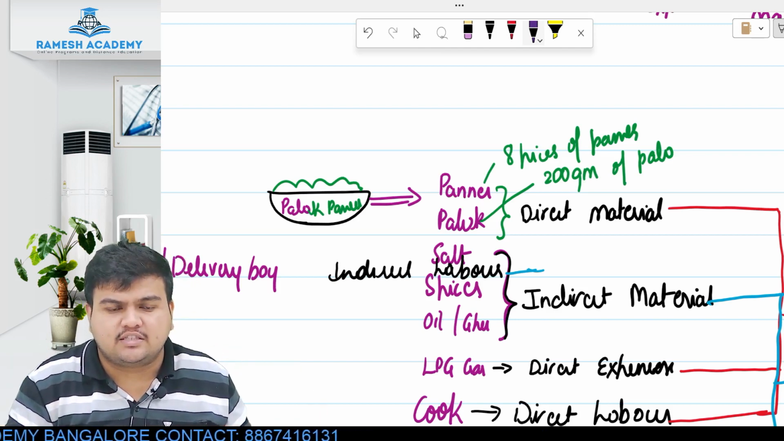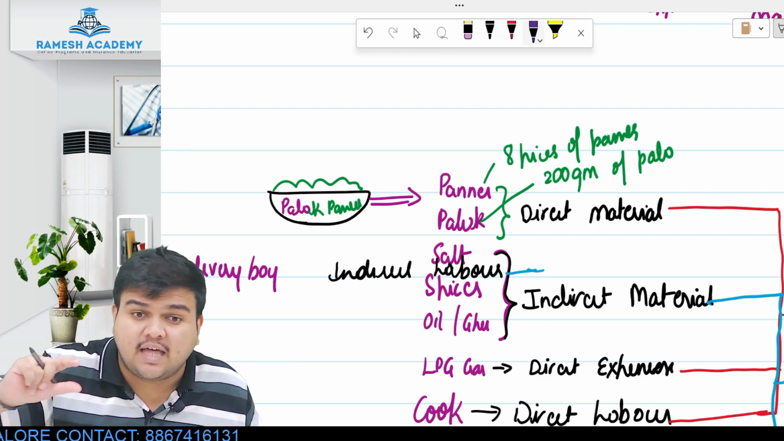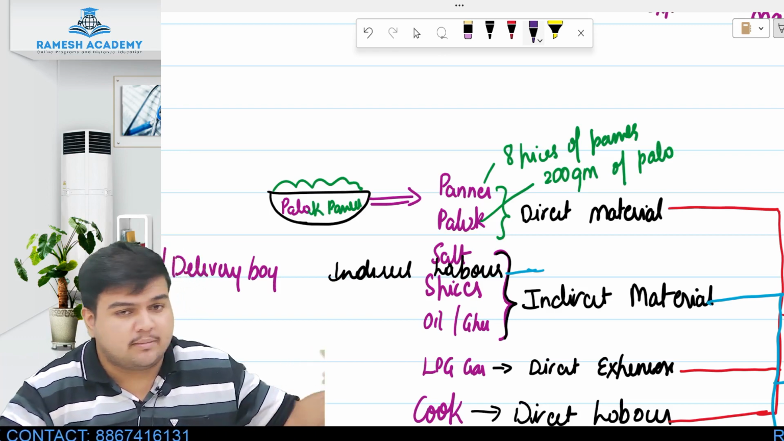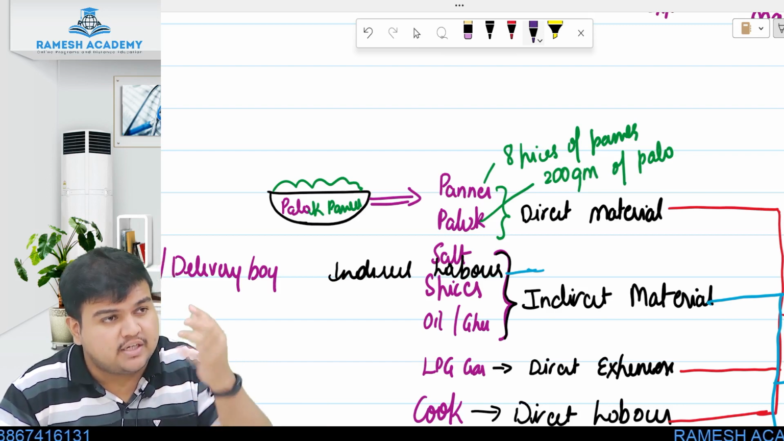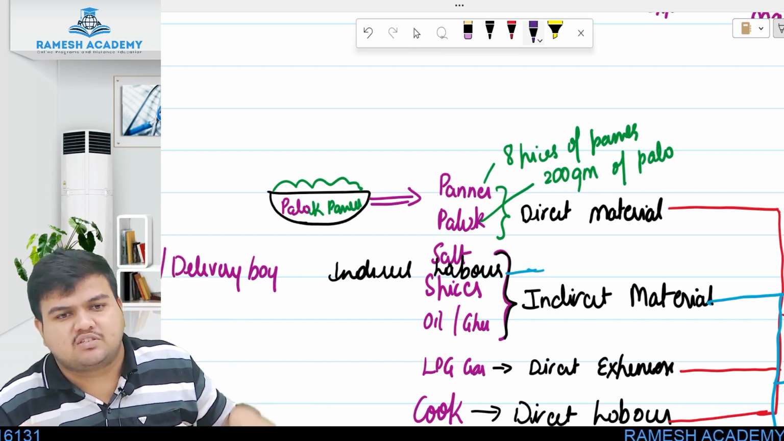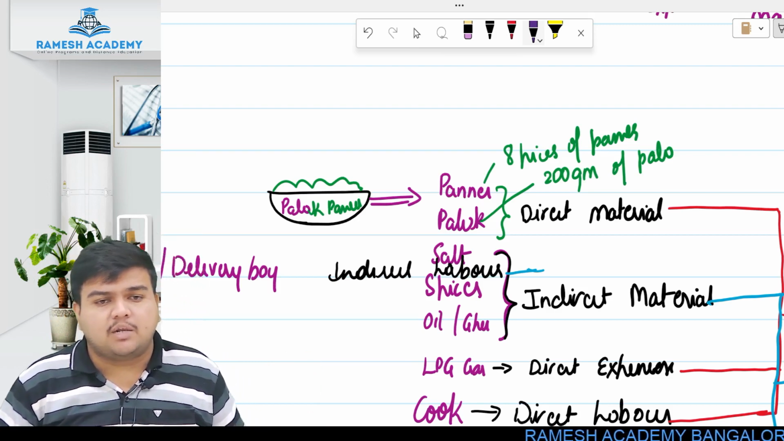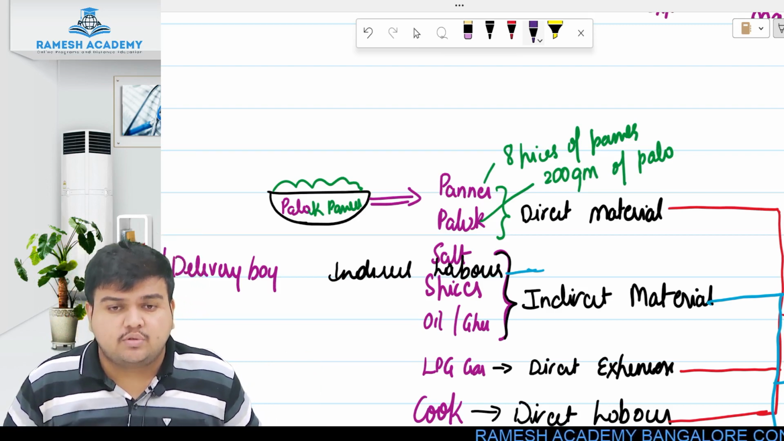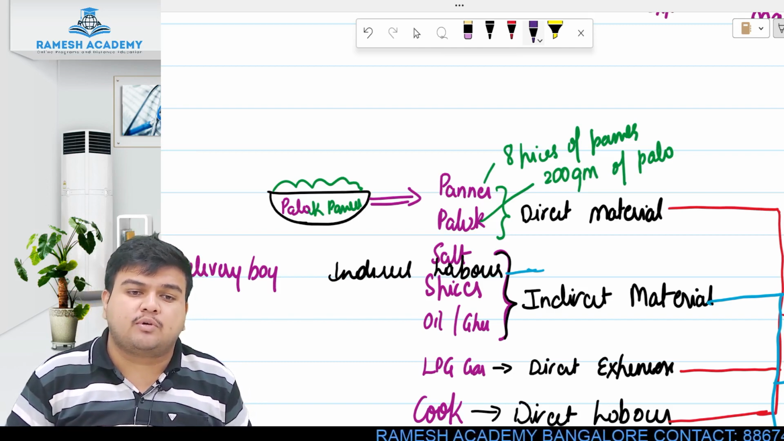You can directly see, but you can't see the spices. You can't see the salt amount, how much is used. So it is indirectly related. You can't understand the amount of oil and ghee used. But you can ascertain the amount of paneer pieces you have. Around 8 pieces of paneer I found. This is direct material. 200 grams of palak probably may be used. You can ascertain the salt used in it, but it is not directly attributable to the product, right?